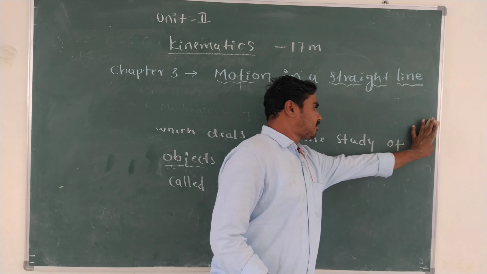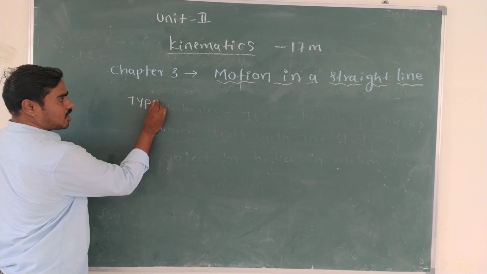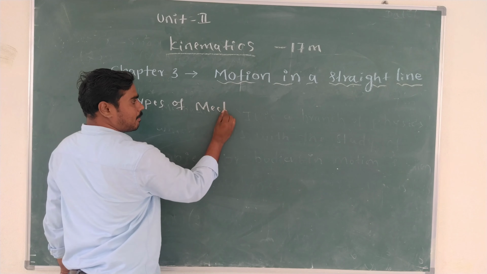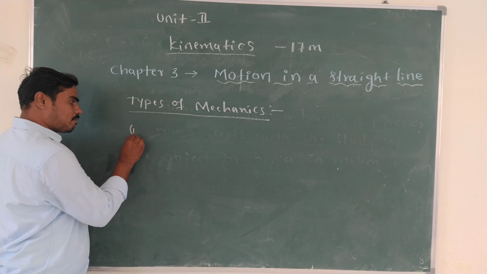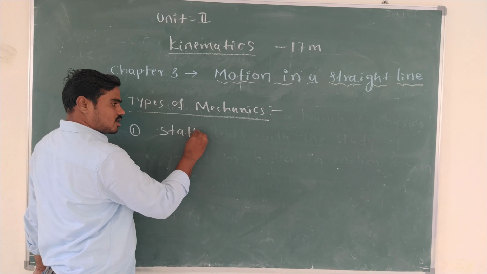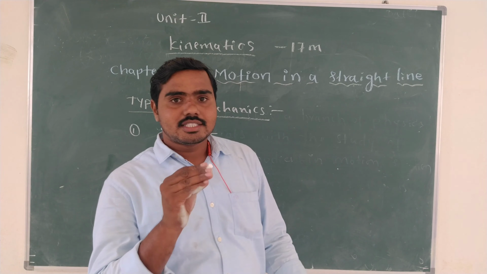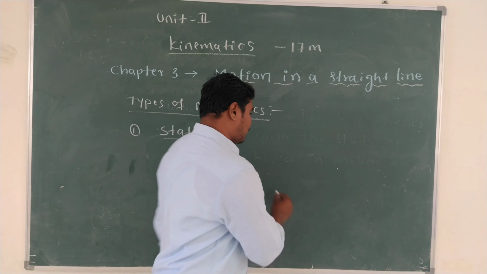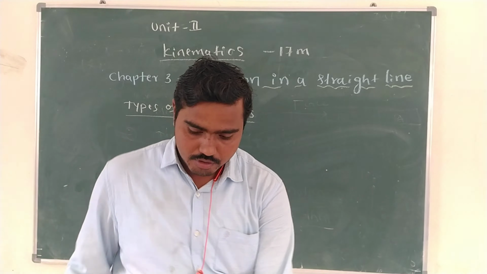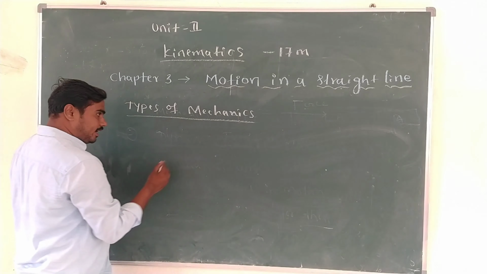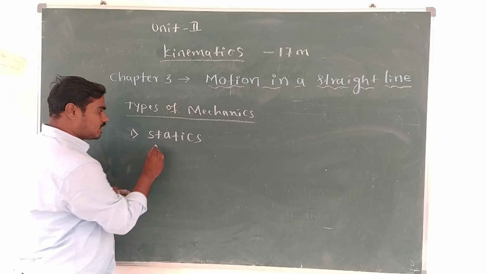Now, types of mechanics. First type, statics. What is the definition of statics? Body does not change the position with respect to time. There are a total of three types. Type 1, statics.